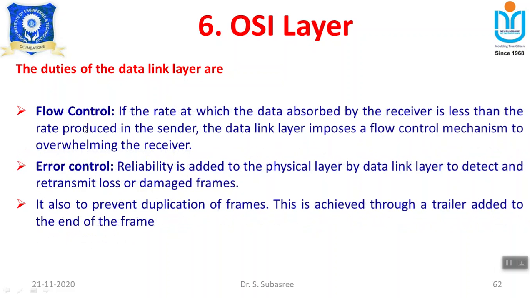Then flow control: adjusting the speed between sender and receiver is called flow control. And error control: whatever data is sent by the sender has to be received at the receiver side without any modification. That has to be checked. Right, checking as well as correcting is also possible. That is an add-on feature. Correcting is an add-on feature. Right, these are the responsibilities.